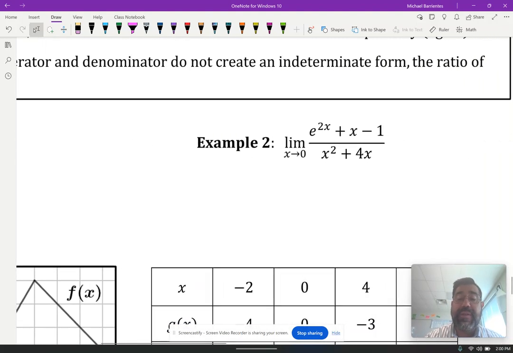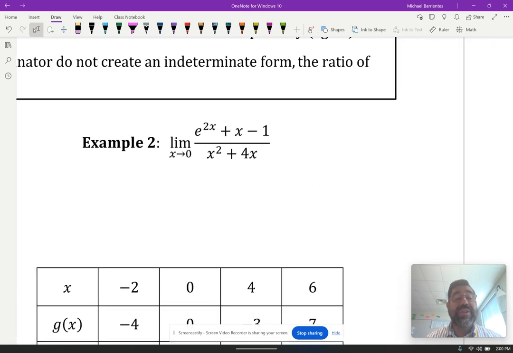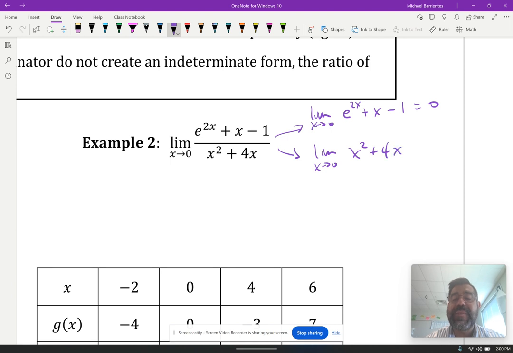And then we can look at example 2, which now we're able to do by just taking the derivative. But can I apply L'Hopital's rule? Well, I don't know. We've got to check. If I take the limit as x approaches 0 of e to the 2x plus x minus 1, oh yeah, we do get 0. Oh, wait a minute. This is the one from the other side of the page. This looks familiar. Yes, we get 0 on top, 0 on the bottom. So we can do L'Hopital's rule.